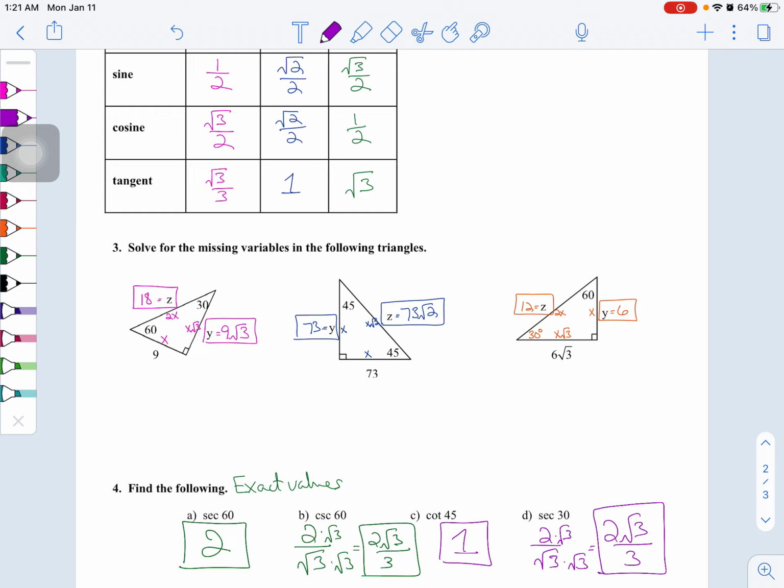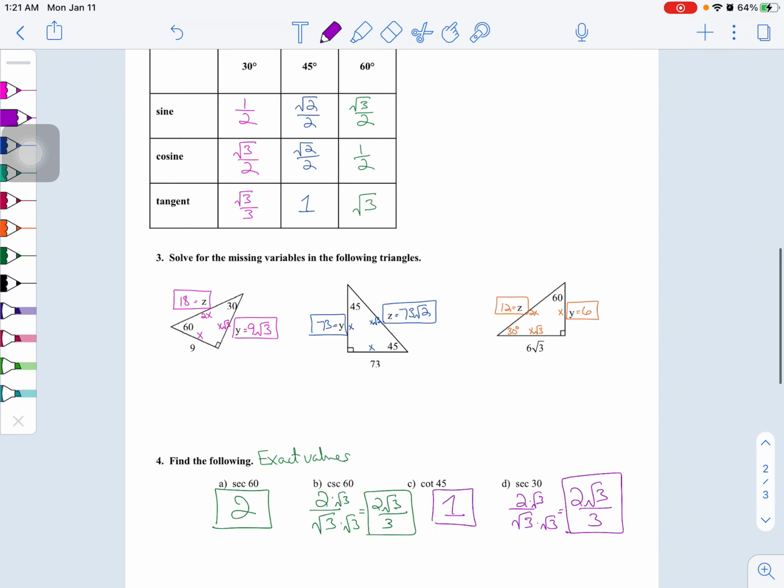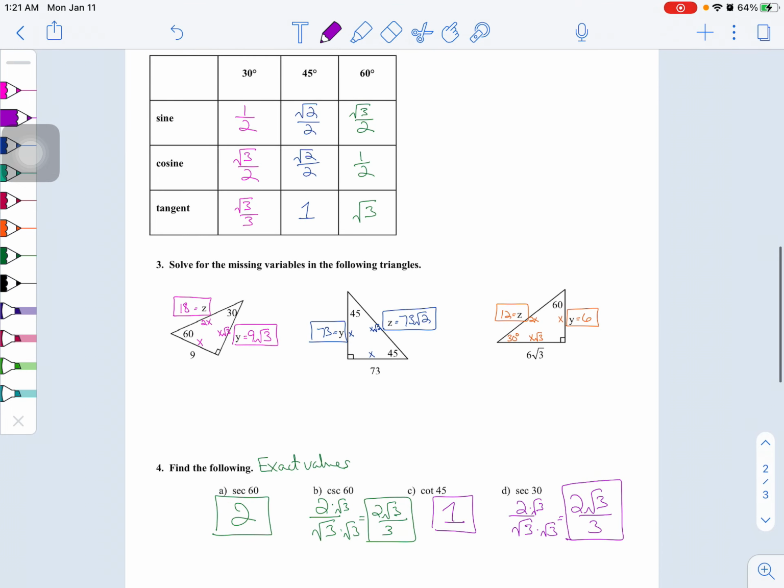So you will be asked to find exact values, and if you were to try to put these in a calculator, they end up getting decimal values, and because they have radicals in them, you're not going to be able to have your calculator necessarily convert from the radical to the decimal or decimal to radical.